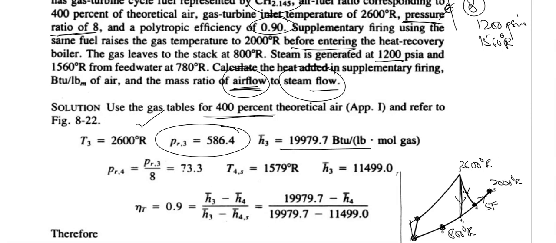Now for state 4, the pressure ratio between 3 and 4, PR3 by PR4, is given as 8. PR3 we have already found from the A table, and this 8 is given, so we can find PR4, the pressure at 4, which is 73.3. Going further in the A table, corresponding to that value we will find the temperature and the enthalpy.